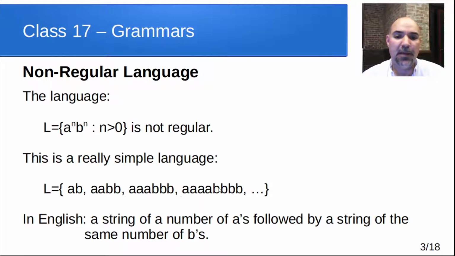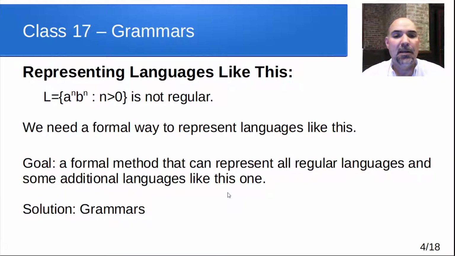Notice how simple that language is. It's really easy to understand. It doesn't require some really complicated, convoluted thing to be non-regular. It's just a string with a number of A's followed by the same number of B's. That's non-regular, meaning we could never make a DFA, an NFA, or a regular expression for it. So to represent a language like that, we need something more powerful, or something different. We need a formal way to represent it, even though it's relatively simple.